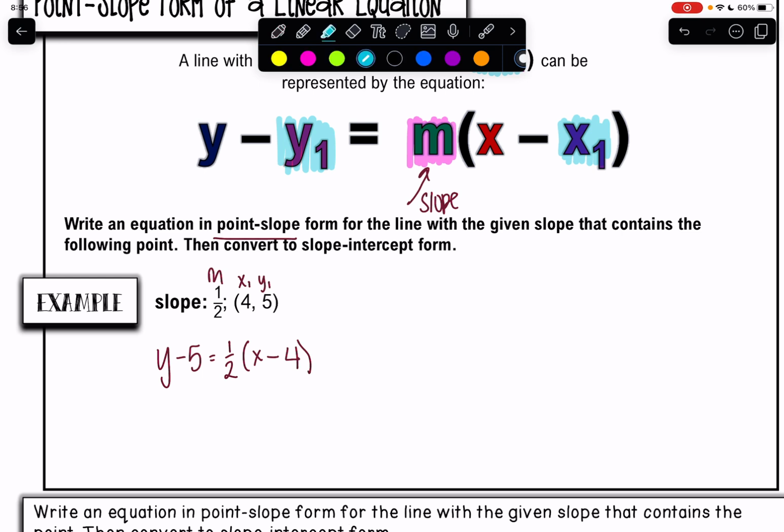The next set of my directions, though, say then convert to slope-intercept form, because what we will find is that this doesn't really get us anywhere, right? I have parentheses, I don't have y fully solved for, it doesn't really look the best. This is just kind of the starting point. This is if I don't know the y-intercept and I know a point instead, rather than having to do a really long process of trying to figure out what the y-intercept is. Now I can go straight to that.